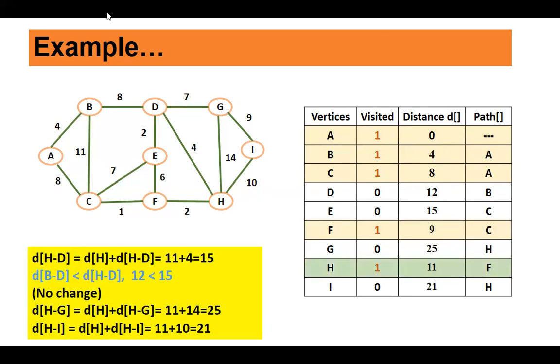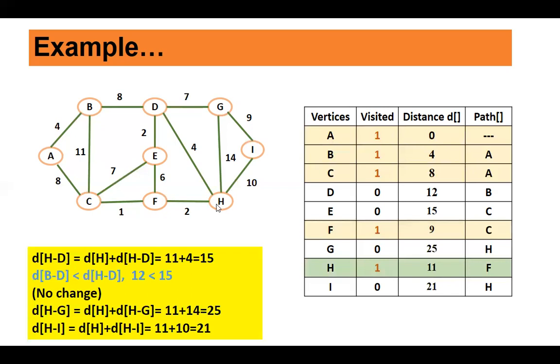Fine. Now, from H you can reach D, you can reach F, you can reach G, you can reach I. Now, F is already visited, so you'll not be considering F, but D is not visited still. So it can look at G, D and I. So now let us calculate the distance from H to D, H to G and H to I.